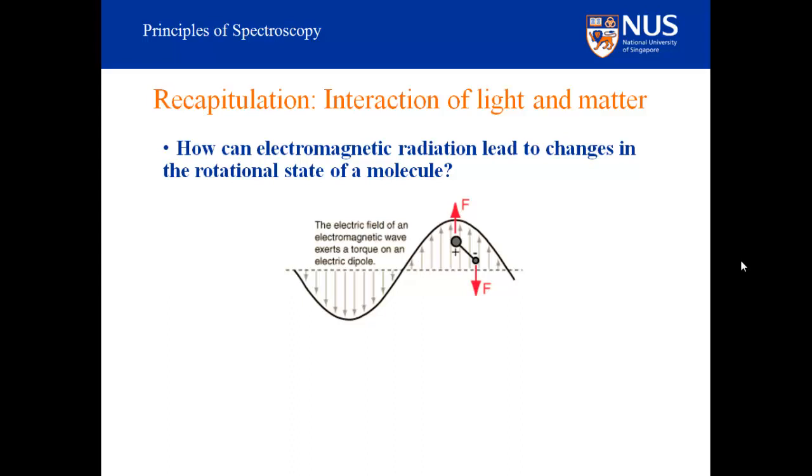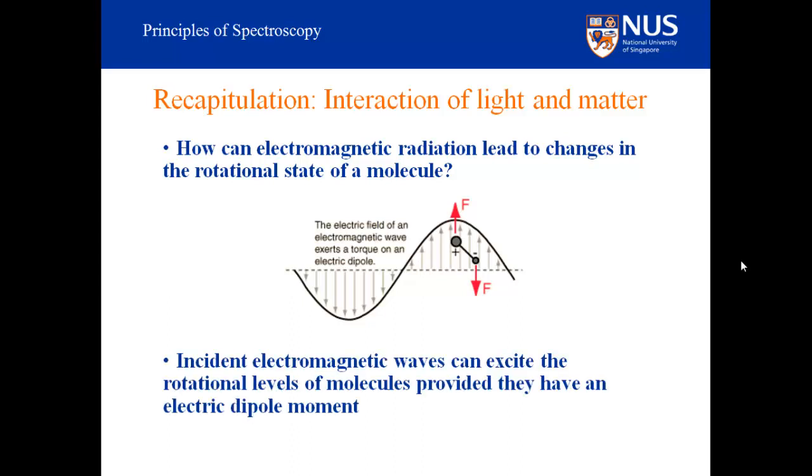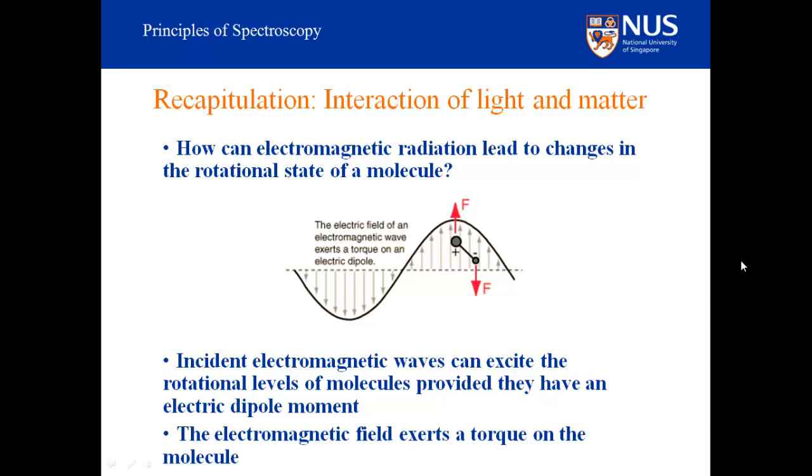As the electromagnetic radiation passes over the molecule, we can imagine that the molecule could be forced to rotate at some frequency. Although this explanation is flawed, it does give you an idea of how light and matter can interact and manifest itself as changes in rotation. In particular, this simple model implies that the electromagnetic radiation will excite the rotational levels of a molecule provided it has an electric dipole moment. It can do this because the electromagnetic field can exert a torque on the molecule.